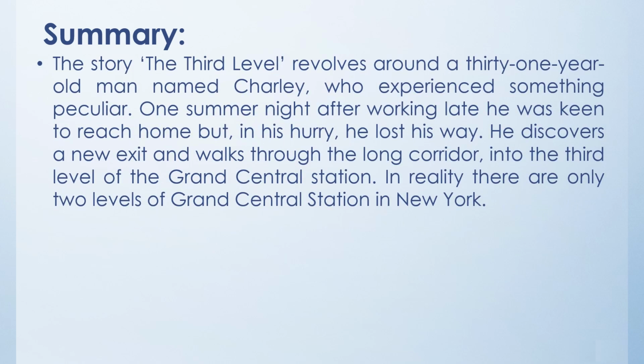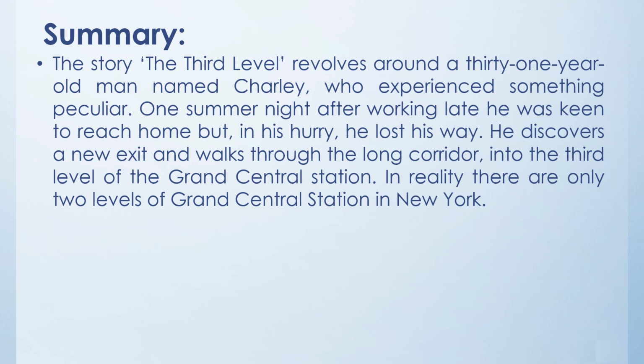Now, I will be summarizing the story for you. The story, The Third Level, revolves around a 31-year-old man named Charlie who experienced something peculiar. One summer night after working late, he was keen to reach home, but in his hurry, he lost his way. He discovers a new exit and walks through the long corridor into the third level of the Grand Central Station.